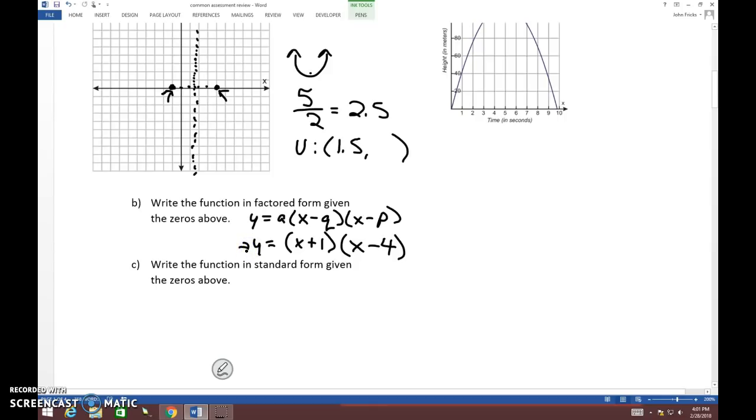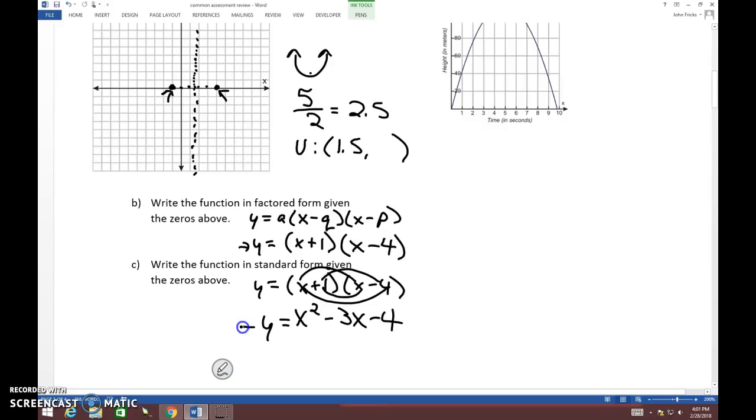To get the standard form, we just multiply this out. If you wanted to, you could do box strategy or FOIL here. So to work this out, I've got x plus 1 and x minus 4. x times x is going to give me x squared. 1x plus negative 4x is going to give me negative 3x. And then 1 times negative 4 is going to be negative 4. So that'll take it to standard form so that I can then figure out what my vertex is.